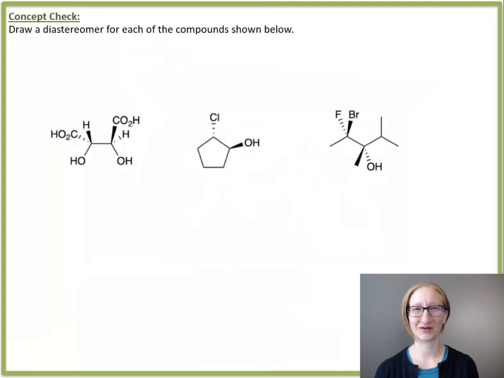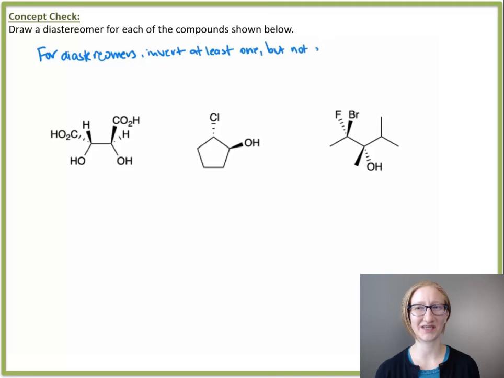Let's try a concept check. Draw a diastereomer for each of the compounds shown. To do this, we just need to remember that a diastereomer has some, but not all, of the stereocenters inverted. So if we have a structure with two chiral carbons, to draw the diastereomer, we'll leave one carbon the same and invert the stereochemistry of the other carbon. To invert the stereochemistry, that just means I need to change it from R to S or S to R. And the easiest way to do this is to exchange the position of two groups on that carbon.